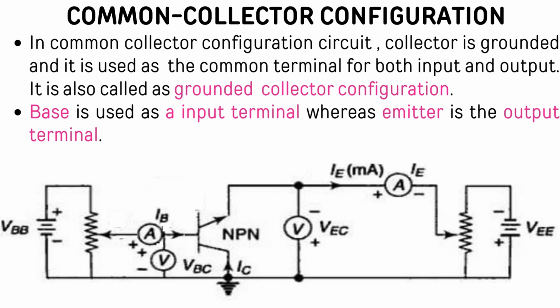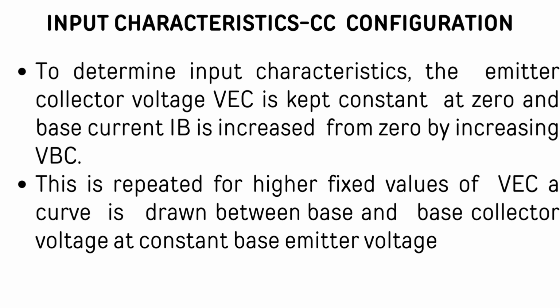Common collector configuration. In common collector configuration, the collector is grounded and is used as the common terminal for both input and output. It is also called grounded collector configuration. The figure consists of an NPN transistor. Base is used as the input terminal, whereas emitter is used as the output terminal. To determine the input characteristics, the emitter collector voltage VEC is kept constant at 0 and base current IB is increased from 0 by increasing VBC.